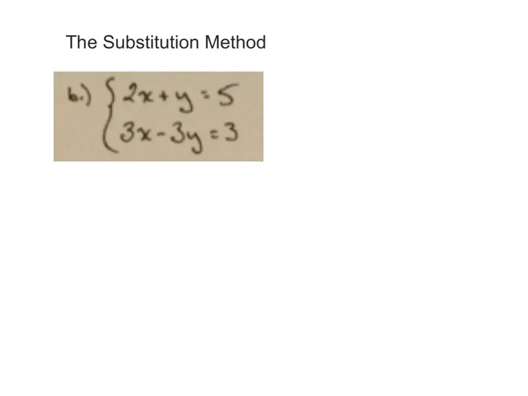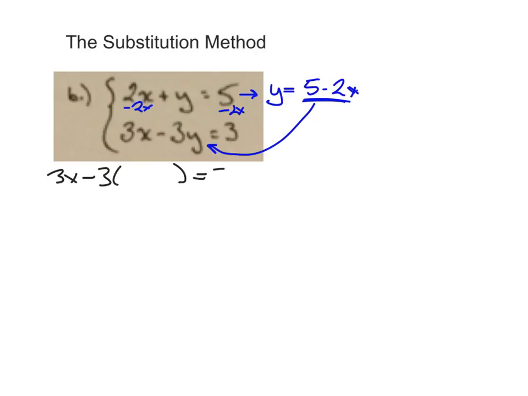Let's do it again. This time when we look at the system, it's not already solved for one variable. So what I'm going to do is take the easiest one, this equation, and I'm going to solve it for y. To do that, I just need to subtract 2x from both sides. That means y is equal to 5 minus 2x. And I can substitute this expression in the other equation for y. So rewrite 3x minus 3y using a set of parentheses. Then substitute that 5 minus 2x and start solving.